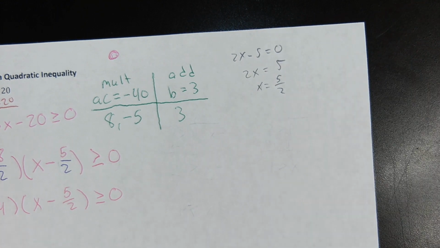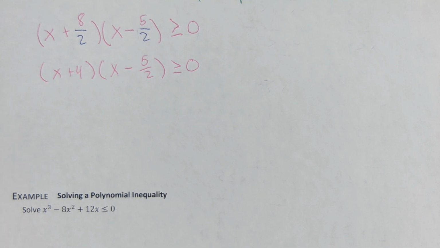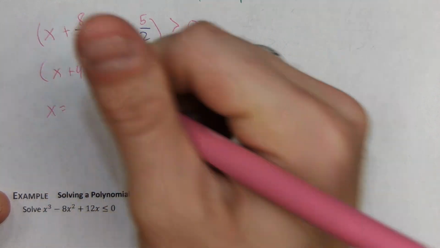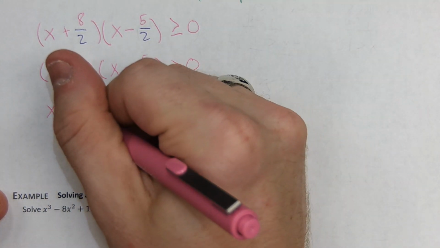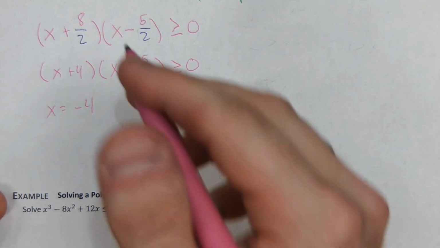So we're getting there a little bit faster by leaving it in this format, intercept form. If you do move the 2, there's absolutely nothing wrong with it. It's good factoring skills. You'll still get the same answer. So we have a critical value for x being negative 4, and a critical value for x being positive 5 over 2.